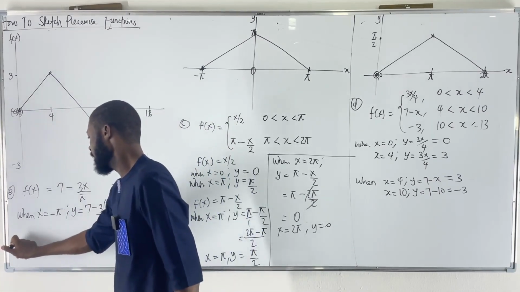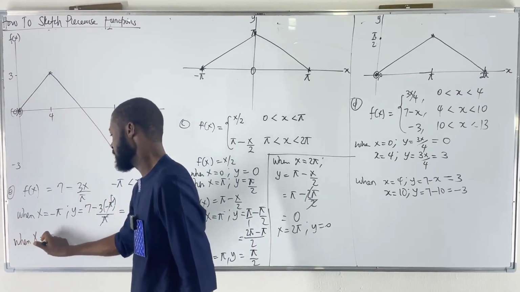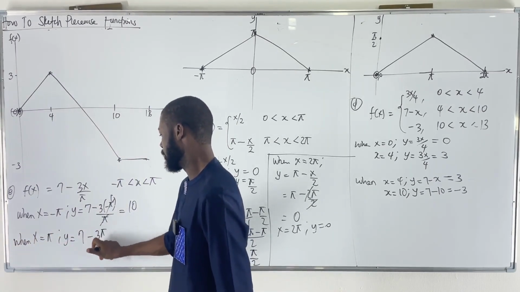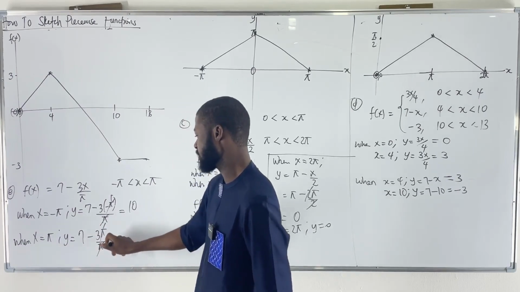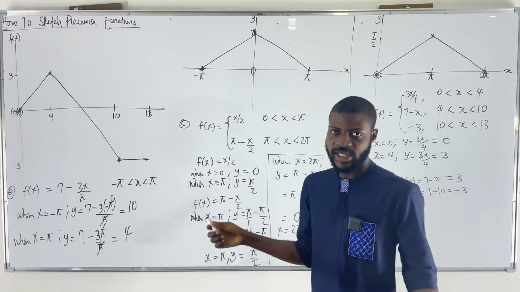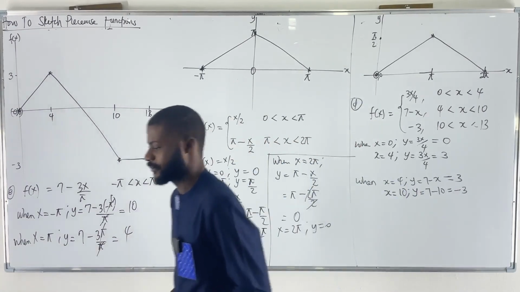The next one is when x is pi. That becomes 7 minus 3 pi all over pi. This cancels out this, so 7 minus 3 is 4. So now let's plot this.